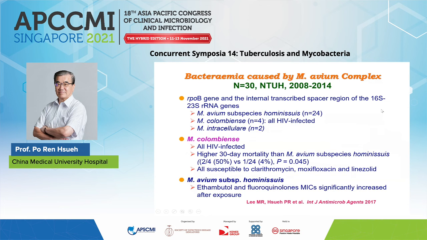And then in Taiwan, we used the molecular method to identify the avian complex to the subspecies level. The most important in Taiwan is the subspecies hominissuis, followed by colombiense and intracellulare. But very interesting is colombiense, all in HIV-infected patients. And the 30-day mortality is higher in comparison with the disease caused by other Mycobacterium avium complex. And all these isolates, even though the mortality rate is high, are susceptible to clarithromycin, moxifloxacin, and amikacin. For hominissuis, the ethambutol and fluoroquinolone MIC is significantly increased after exposure. So we can see different subspecies have different clinical impact and also different antibacterial susceptibility status.